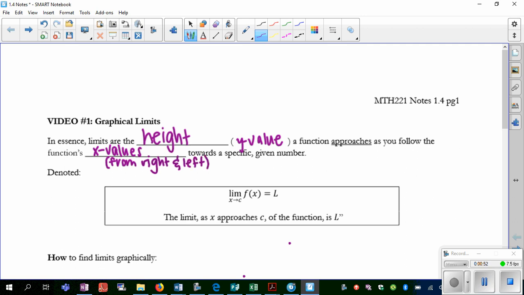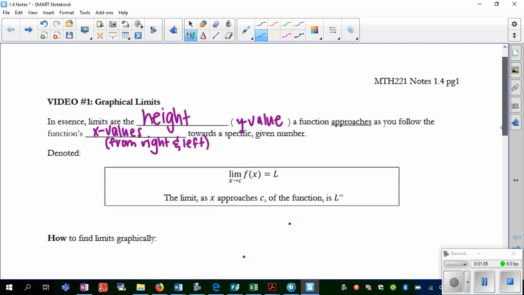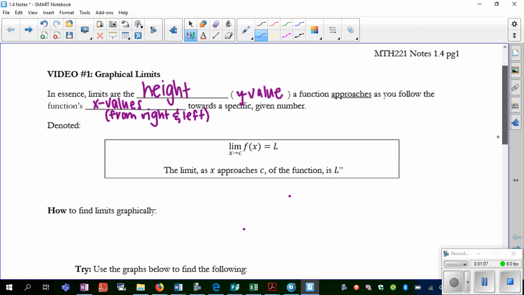So we're going to look at, well, what's the y value as x approaches, let's say, 2? So from both directions approaching 2, what happens to the function's y value? That's really visually what a limit is doing.